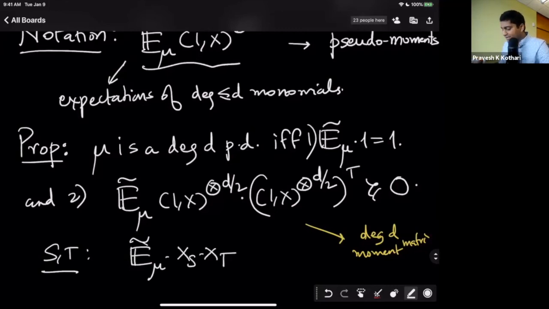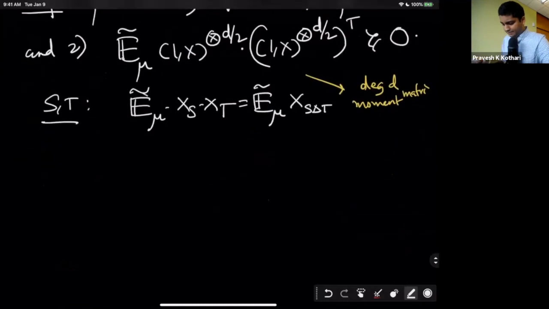Remember, we already discussed that xs times xt over the hypercube actually equals x of s delta t, where delta means the symmetric difference. And so this is a very explicit matrix where the numbers happen to be these symmetric difference moments. And what this proposition is saying is that you are a degree D pseudo distribution if and only if you satisfy the scaling condition and your pseudo moment matrix is non-negative. Okay. So let's see a quick proof of this.